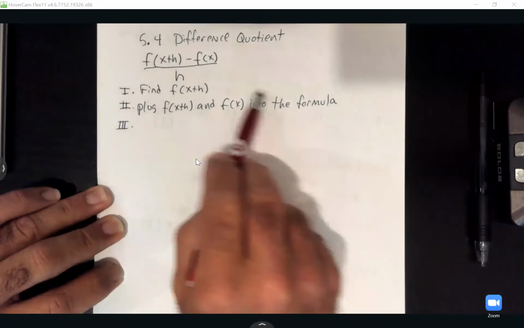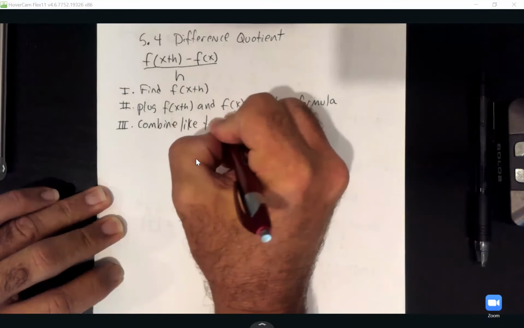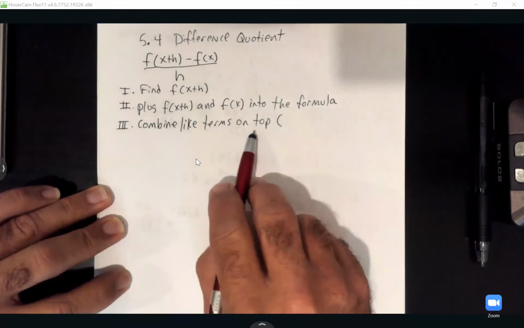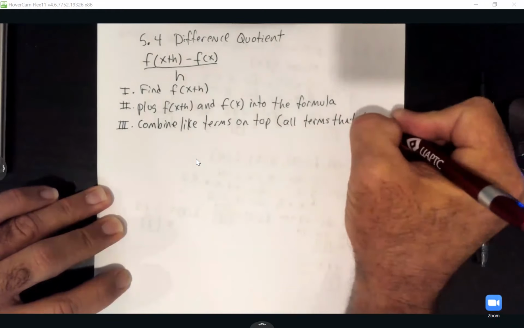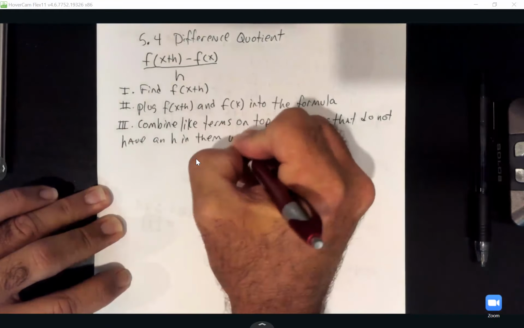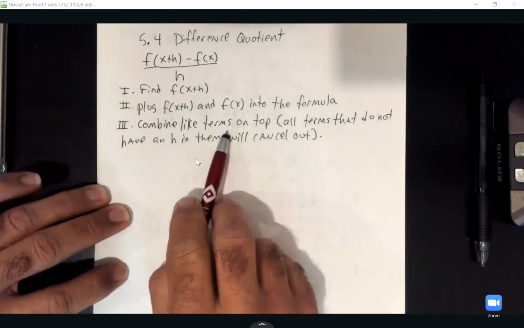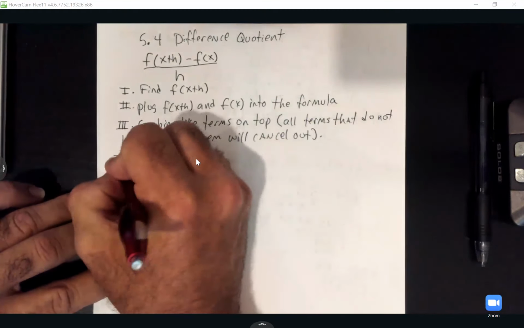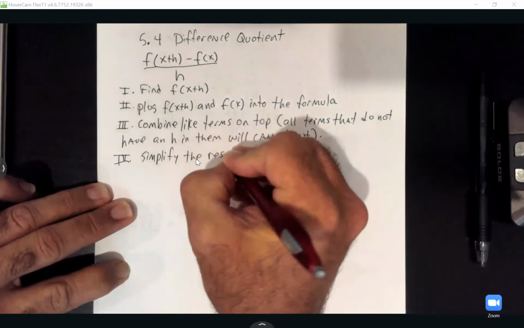At that point, we combine like terms on the top. Now you'll notice when we combine the like terms on top, all the terms that do not have an h in them will cancel out. So at this point, when I combine like terms, the only terms that'll stay with us are the ones that have the h's in them. And then my last step, simplify the resulting fraction.